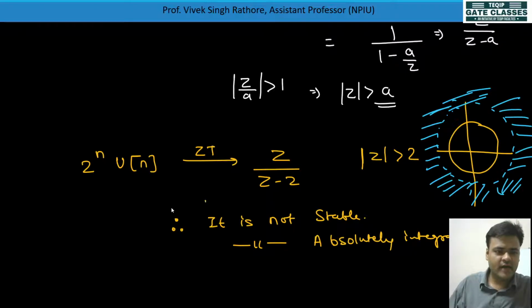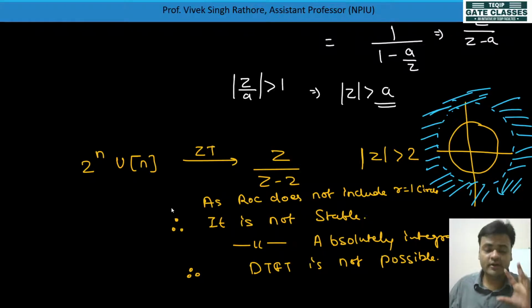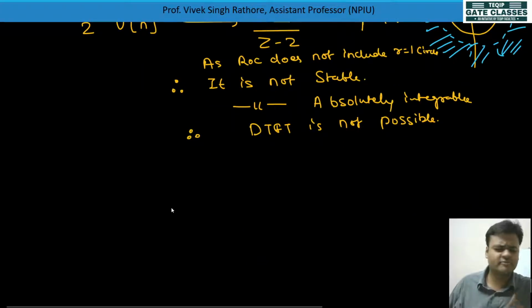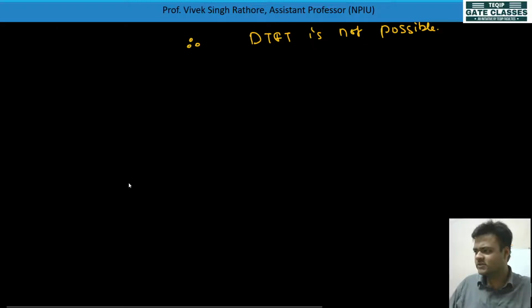So I can write: the ROC does not include the r equal to 1 circle, therefore it is not stable, therefore it is not absolutely integrable, therefore DTFT of this is not possible. DTFT is not possible. You should understand all these conditions. You should not memorize that it is not possible, it is not possible. Why is it not possible? You should understand. Now I'll see one more question.